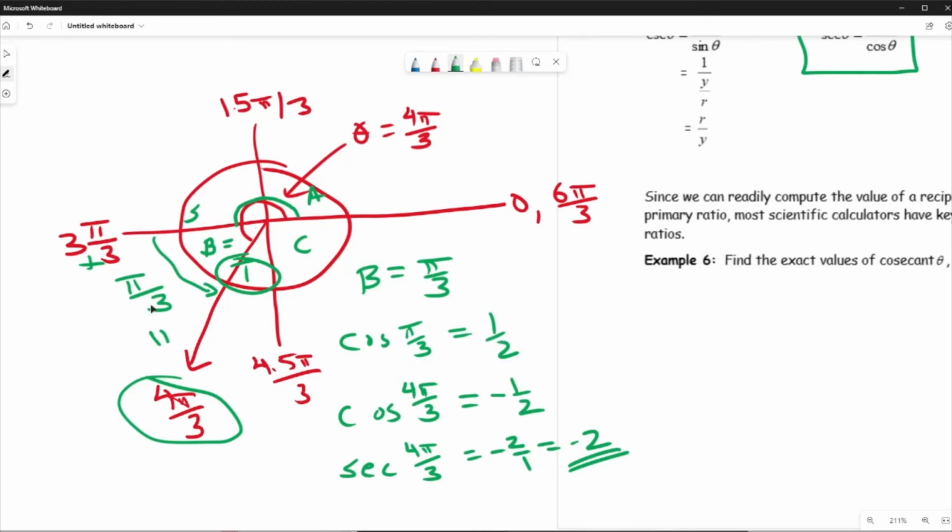Because I'm in quadrant 3, I'm not going to keep 1/2, I'm going to make it negative, because that's the quadrant where I'm in right now. Then, as a final step, because I'm asked about the secant, I need to just flip it over as an answer, so find its reciprocal.